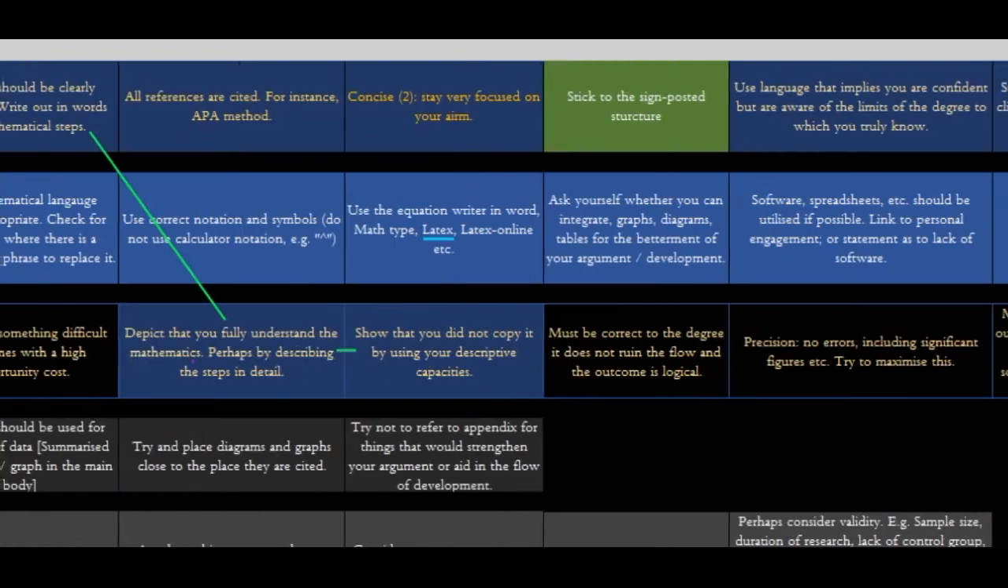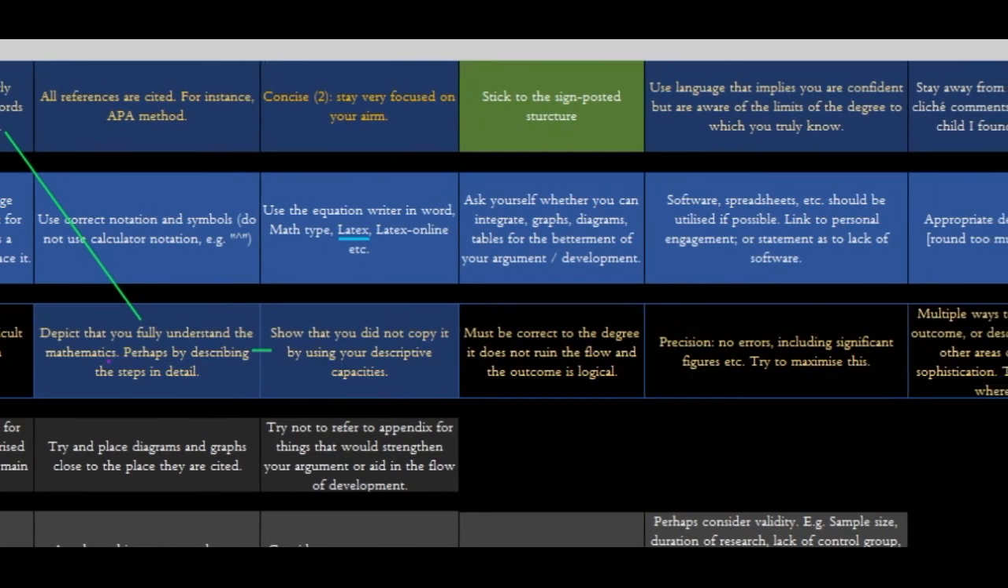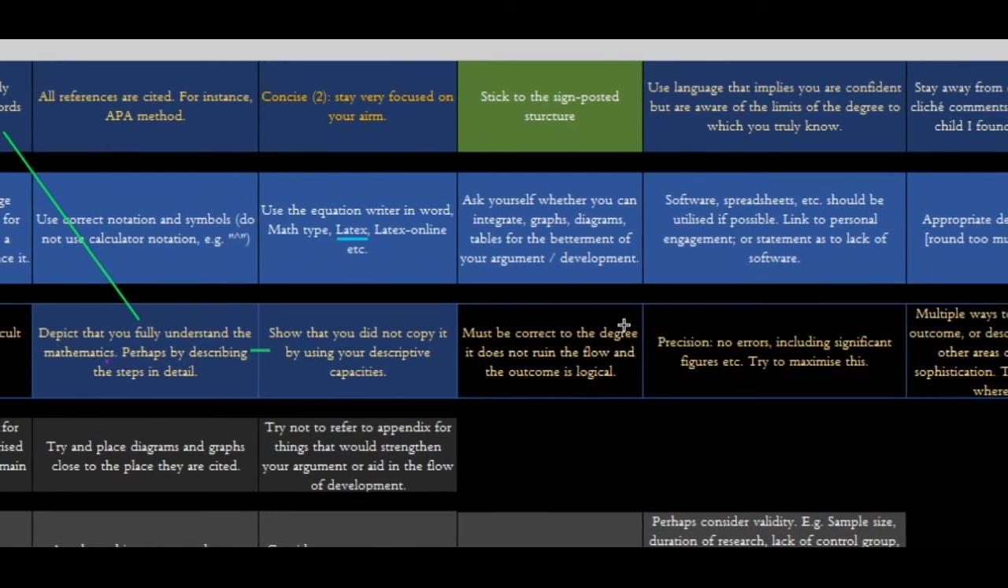I think that's important. You must be correct to the degree it does not ruin the flow and the outcome is logical. This is what I judge we can describe as correct. You can still be considered correct if it doesn't ruin the flow and if the outcome is logical. So there's not something really strange in it, like for example negative velocity for throwing a ball at someone.